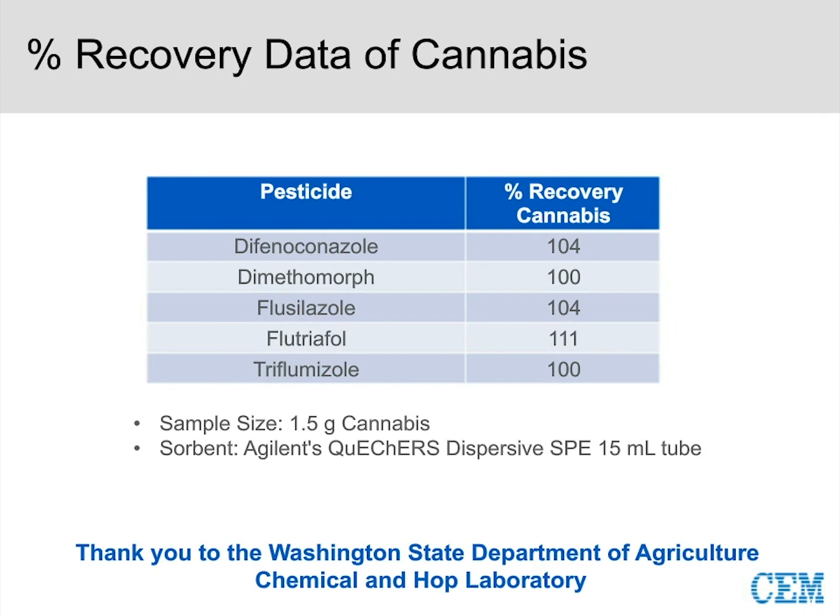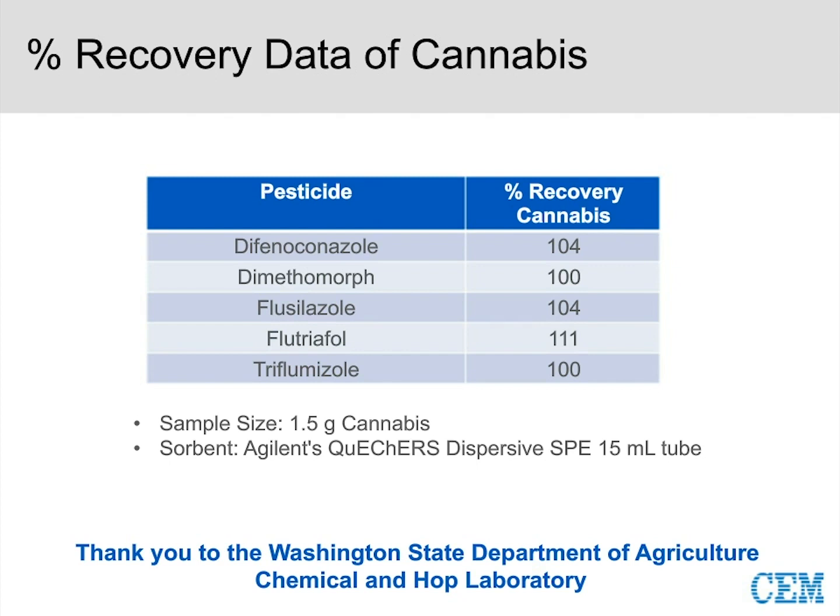They actually did this data on site there, and allowed me to share it here today. We ran a very similar method to the one we were showing in this presentation, but made some very slight changes. One is in sample size. We were running 2 grams of the spices, and we ran 1.5 grams of the cannabis here. And then more importantly, we added sorbent for this study.